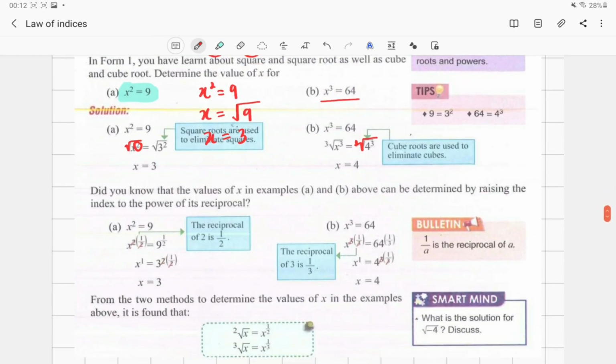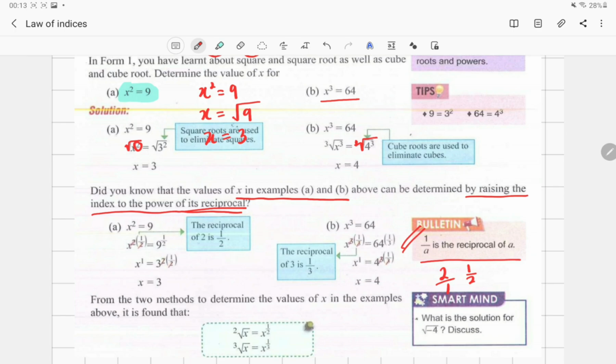Do you know that the value of x in examples A and B above can be determined by raising the index to the power of its reciprocal? What it means by reciprocal is this one. 1 over A is the reciprocal of A. Or another example, the reciprocal of 2 is 1 over 2, because 2 is 2 over 1. So the reciprocal of 2 over 1 is 1 over 2.